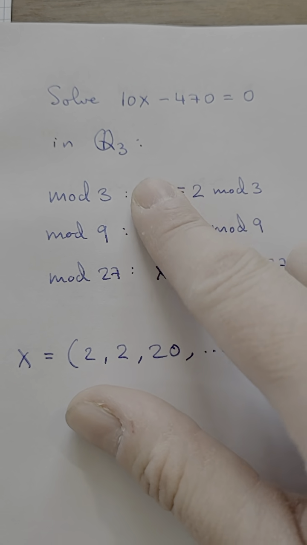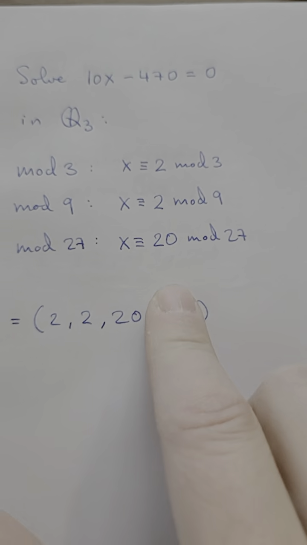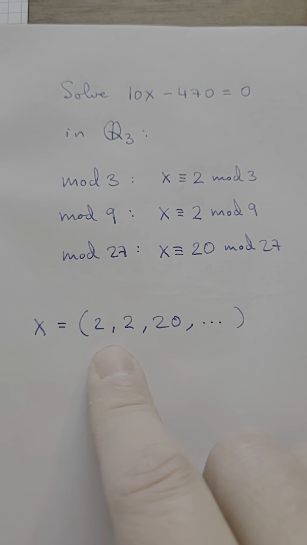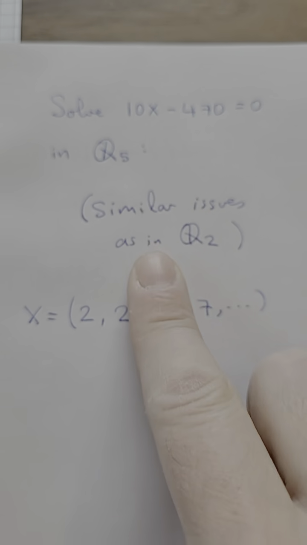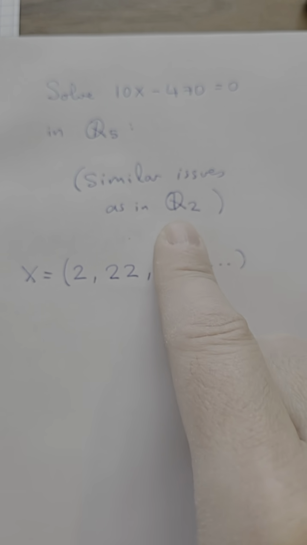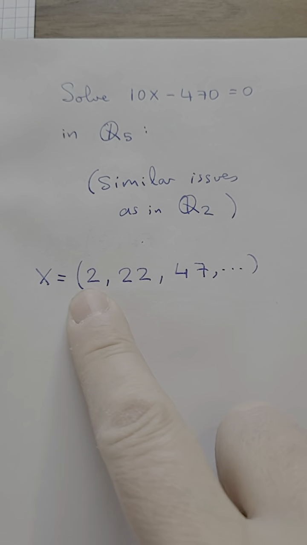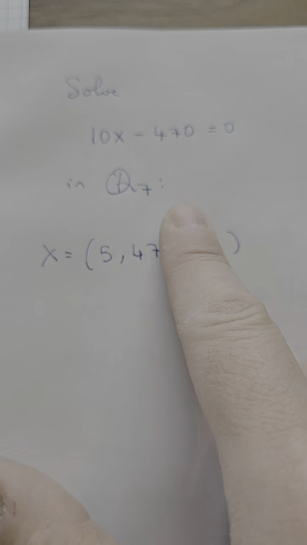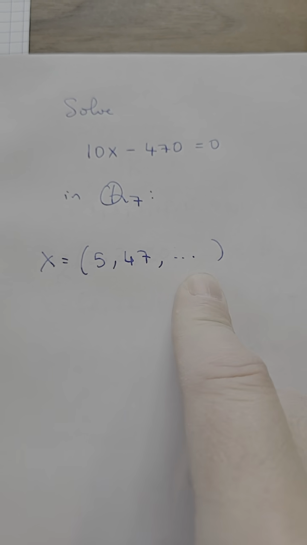Let's move on to the 3-adics. Over the 3-adics, the solution is 2 mod 3, 2 mod 9, 20 mod 27. So this is, again, a 3-adic approximation of the solution, and that will be enough for our purposes. In Q5, the 5-adics, we encounter similar issues as we found in Q2, but we can resolve those and find that the solution has this 5-adic expansion, 2 mod 5, 22 mod 25, etc. Similarly, over the 7-adics, the expansion is 5 mod 7, 47 mod 49, etc.